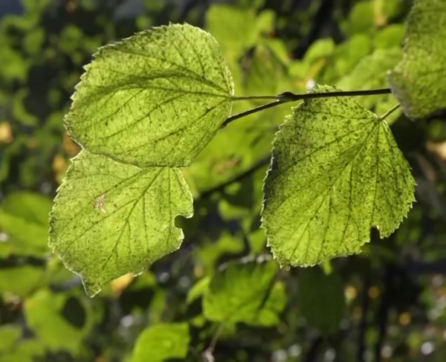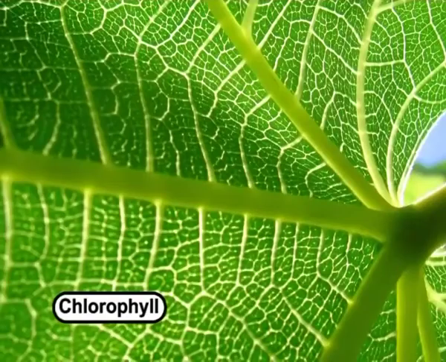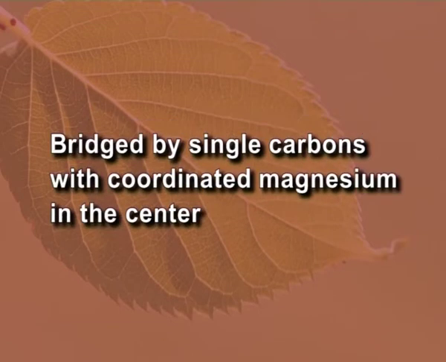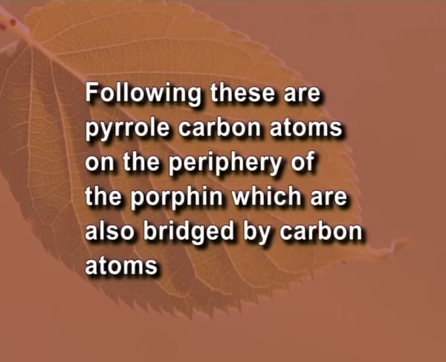Chlorophyll is the green pigment utilized by all higher plants for photosynthesis. It is derived from the Greek words for green and leaf. The most important member of the tetrapyrroles is chlorophyll, which are green pigments found in all higher plants, algae and photosynthetic bacteria. Chlorophyll is derived from the porphin and has a 4-cyclic tetrapyrrole bridged by single carbons with coordinated magnesium in the center. Following these are pyrrole carbon atoms on the periphery of the porphin, which are also bridged by carbon atoms. Substituted porphins are called porphyrins as displayed on the screen.